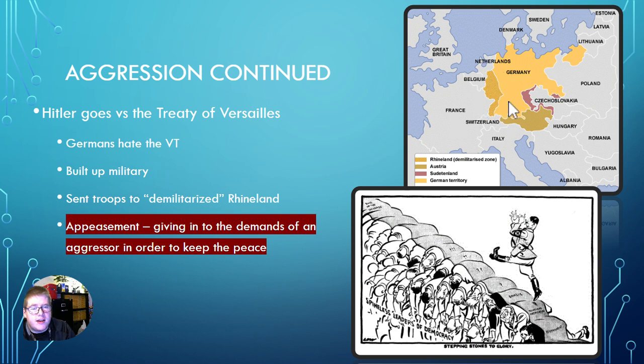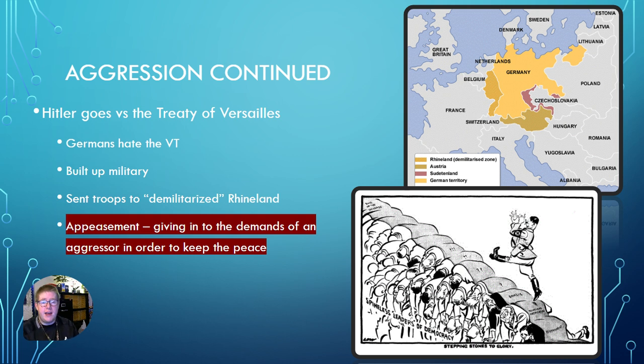That is the Rhineland. Now, as this is going on, the Allies do not want another war. Remember, the Great Depression is still happening at this point. Everyone is struggling, and they're like, we don't want a war. So they're going to utilize a policy of appeasement, giving in to the demands of an aggressor in order to keep the peace.